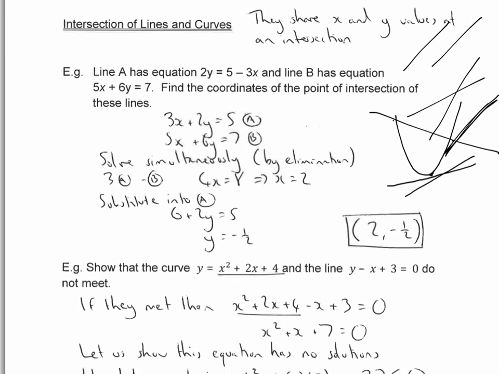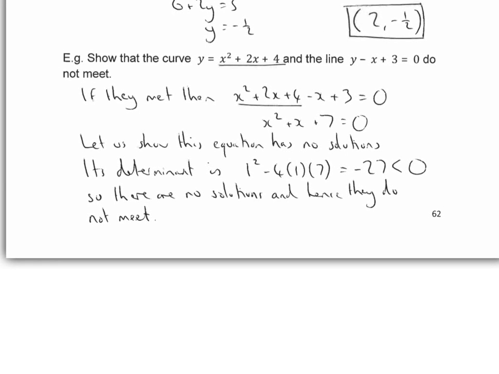Let's look at another example. So down here, you're asked to show that this curve and this line do not meet. Now that's possible because this curve here is going to be a quadratic, and this just means that that straight line is positioned and orientated such that it's not going to meet. So maybe something like that, or maybe something like that.